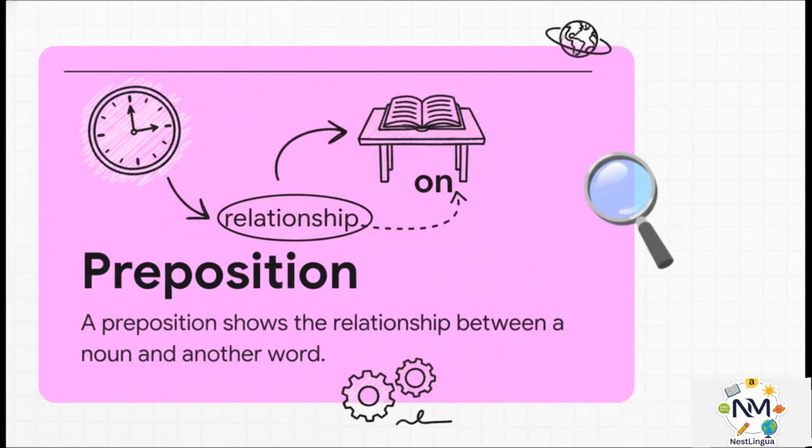Next up, we have prepositions. You can think of these as relationship words. They show us the connection between a noun and some other word in the sentence. A lot of the time, they tell us about location or time. For example, the book is on the table. That little word on tells you exactly where the book is in relation to the table.